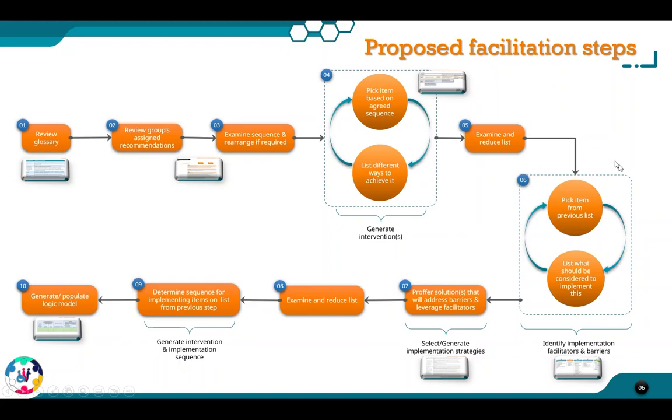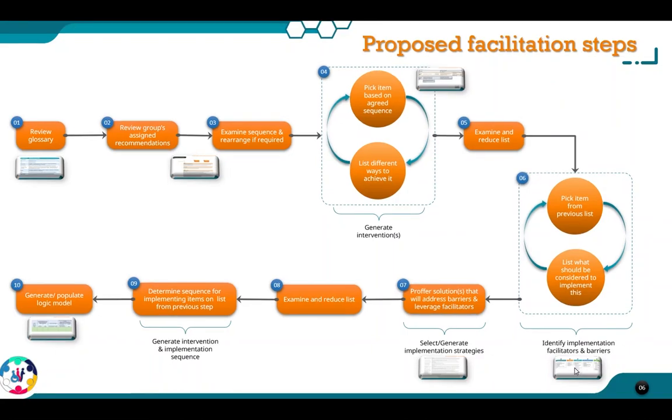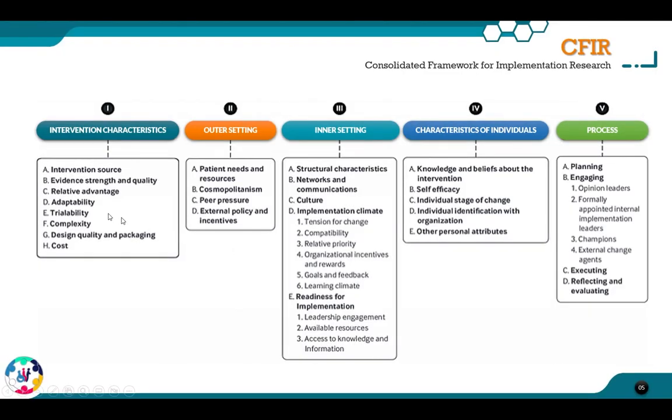In step 6, interventions retained in step 5 are picked one after the other and examined to identify things to consider to successfully put them into practice. The CFIR can be useful here in ensuring all relevant domains are considered. What about the intervention should be considered? What factors in the inner and outer setting may hinder or enable implementing the intervention?